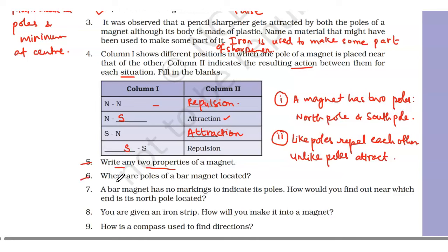Question number six, where are the poles of a bar magnet located? Poles are located at the ends of a bar magnet. So we already know where it is located. We have just seen this is a bar magnet and this is the end. This is the end here. North pole and south pole are located. So what do we write over here? Poles are located at the ends of the bar magnet.